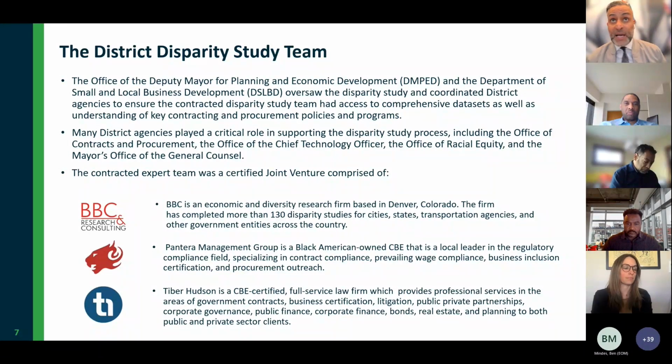And we also have Rob Summers from Pantera Management Group joining us here today, as well as Malik Edwards from Tiber Hudson. The 3 of us worked very closely together to conduct the disparity study, along with Stephanie Ayers, who is a senior BBC associate and served as the assistant project manager on the project as well.